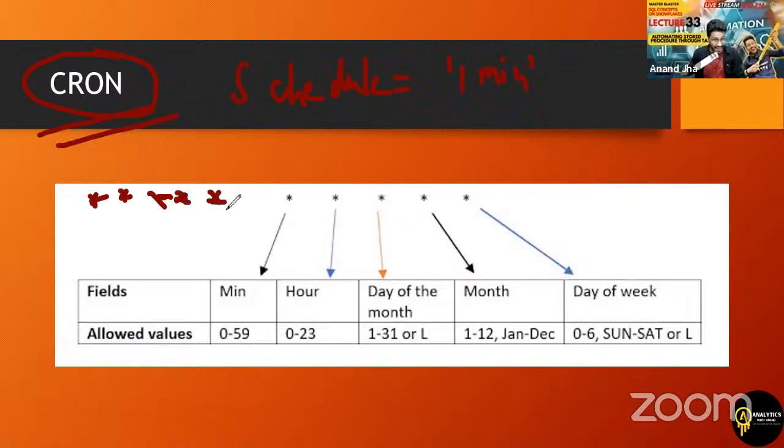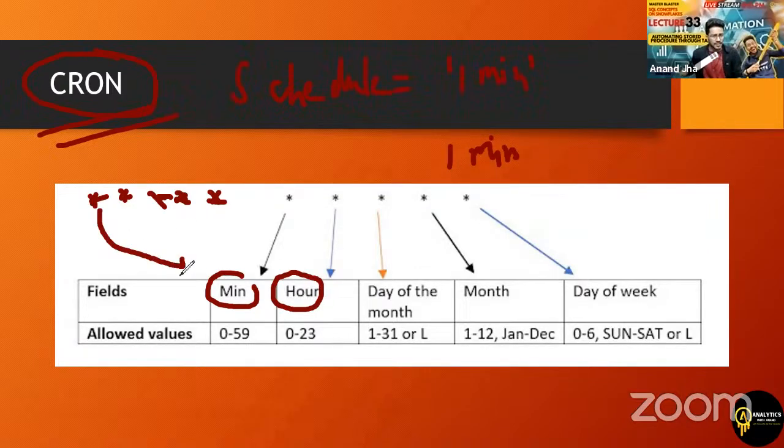A cron expression has five stars. Each star has a meaning. The first star stands for the minute. In today's live class, we'll give just 1 minute because I don't want you to wait 5 or 10 minutes for the data to reflect. So 1 minute. Next, hour.